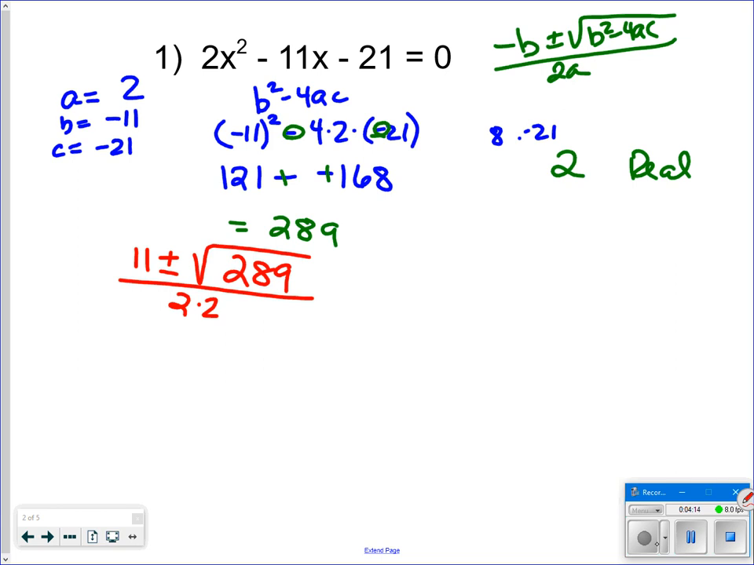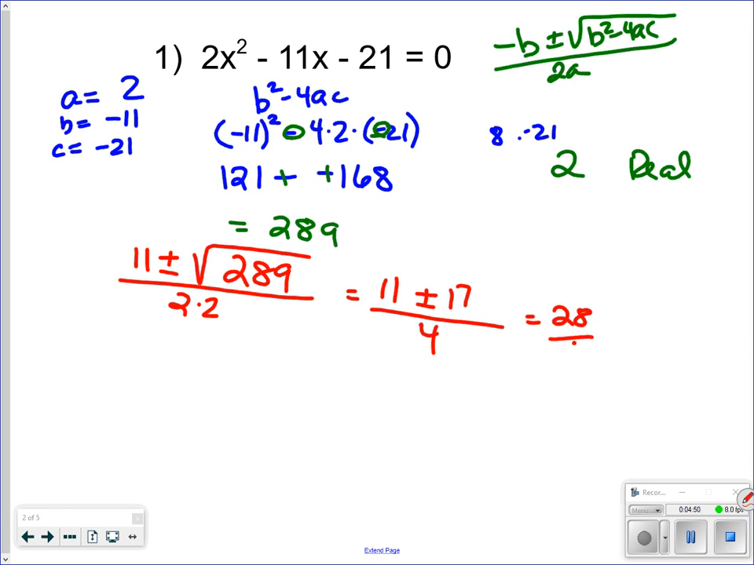Now, if you know your perfect squares, or if you have your half sheet, or just use your calculator and do the square root of 289, that comes up as 17. So now we've got 11 plus or minus, oops, sorry, not the square root any longer, just plus or minus 17 over 2 times 2, which is 4. Now, we do not have any square roots here, so we can actually plug these 2 numbers in. We could do 11 plus 17, 28 divided by 4, and 28 divided by 4 is 7.